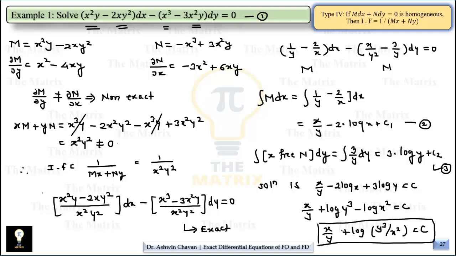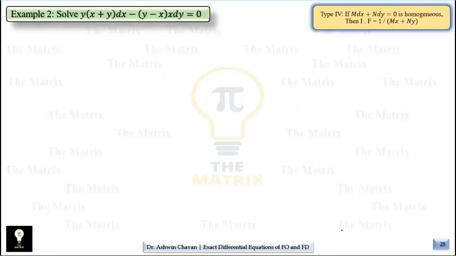So this method is useful when the given differential equation is homogeneous. One more example on this. Now in this example, we will check first whether it is exact or non-exact. Writing the equation in standard form, we get (xy plus y square) dx, and taking the minus sign inside, plus, and getting x inside, (x square minus xy) dy equals 0.